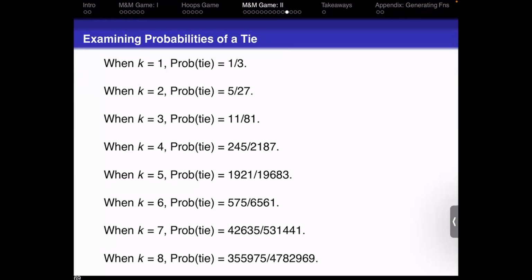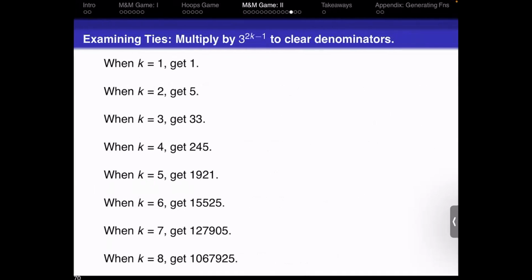And this is something that might be a little bit hard to process after they drill into you in school, simplify your answer as much as possible. No, sometimes it's actually bad to simplify your answer because you lose the ability of just seeing what's happening. So what we can do now is multiply the denominators. I'm going to multiply by 3 to the 2k minus 1 to clear denominators. And now I get 1, 5, 33, 245, 19, 21, and so on.